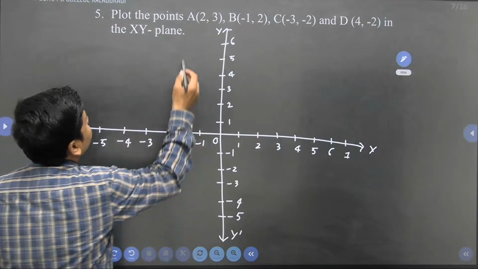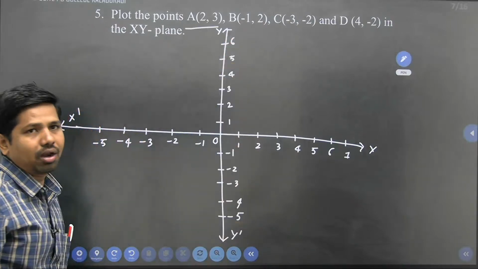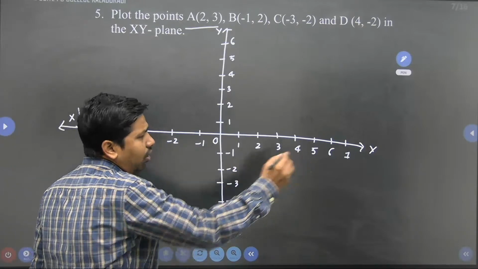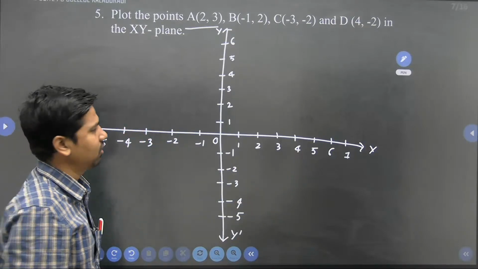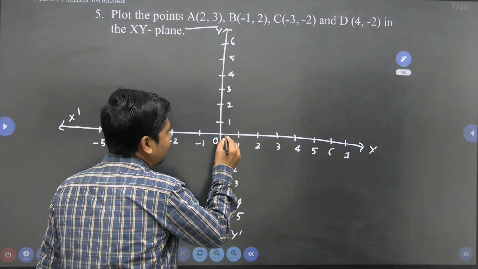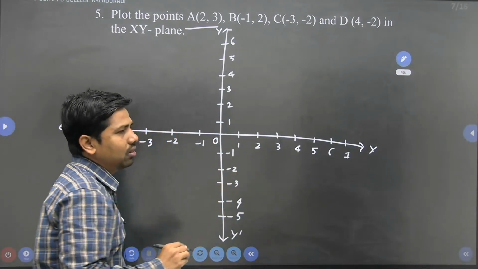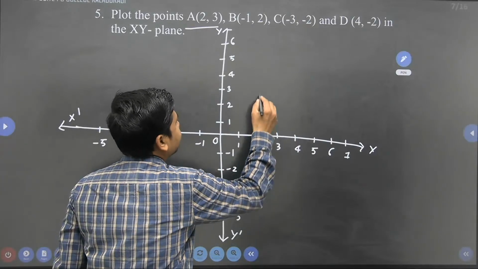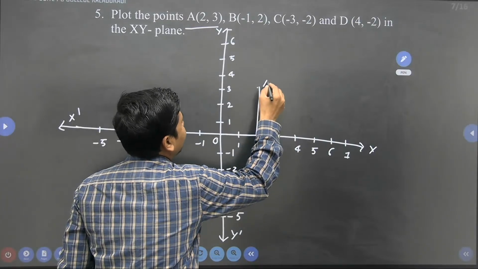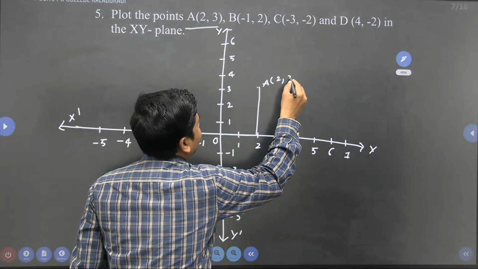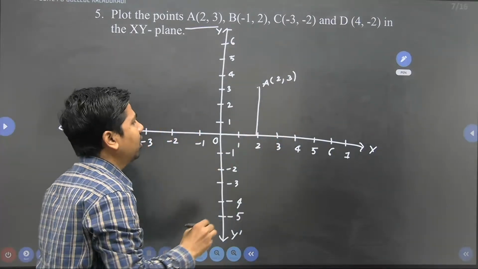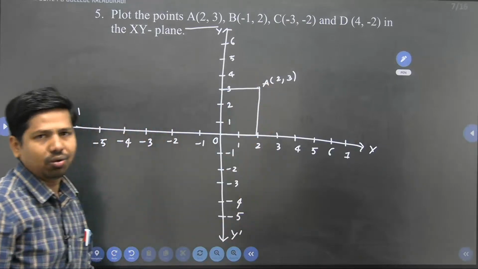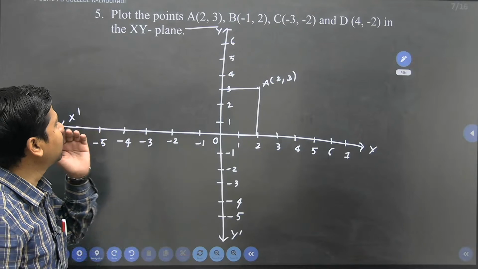First one, A (2, 3) means you have to move horizontally 2 units along the x-axis and vertically 3 units along the y-axis. This is the point A (2, 3). So this distance is 2 units and this is 3 units. This is the point (2, 3).